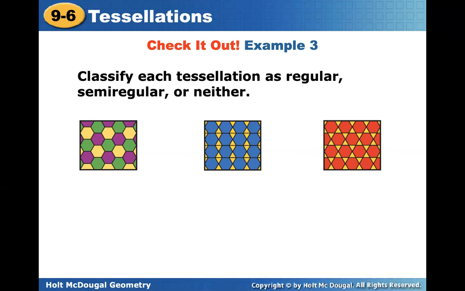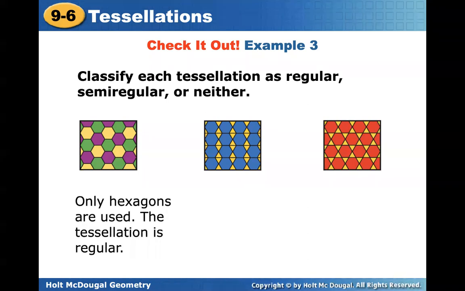All right, let's take a look at these. So for the first one, those all look pretty much like regular hexagons. So I think that would be a regular tessellation. Second one, we're using hexagons and triangles. But they all look like they're pretty regular. So I would say it's semi-regular.